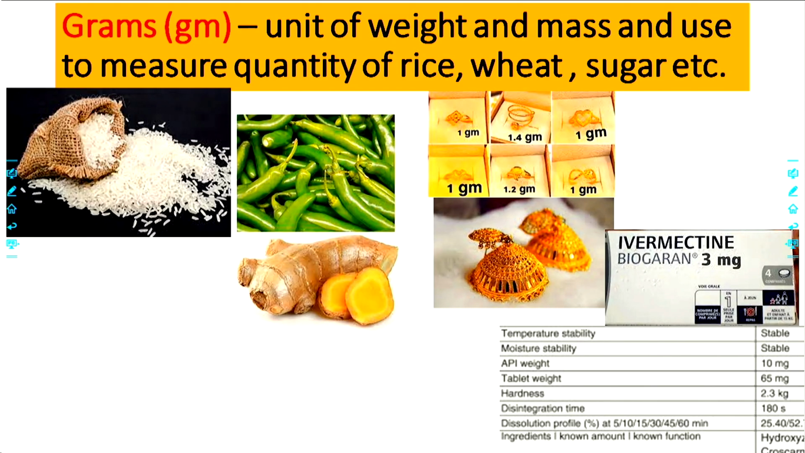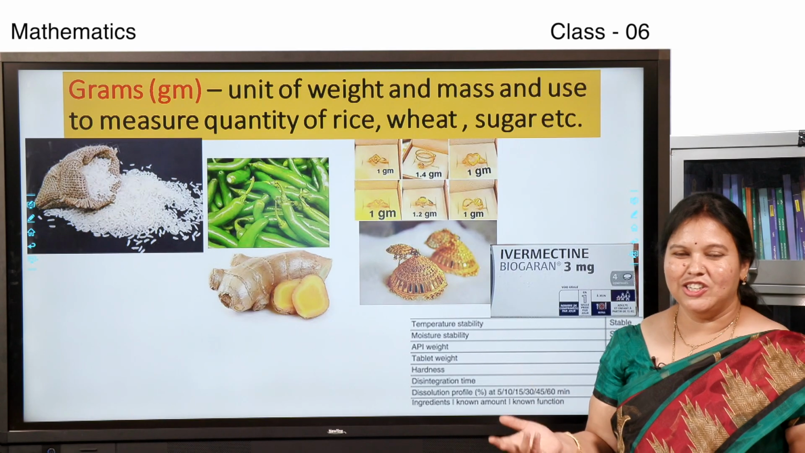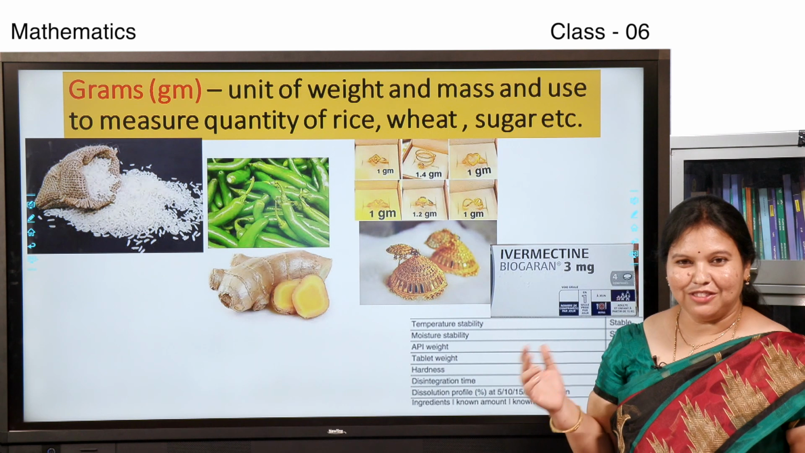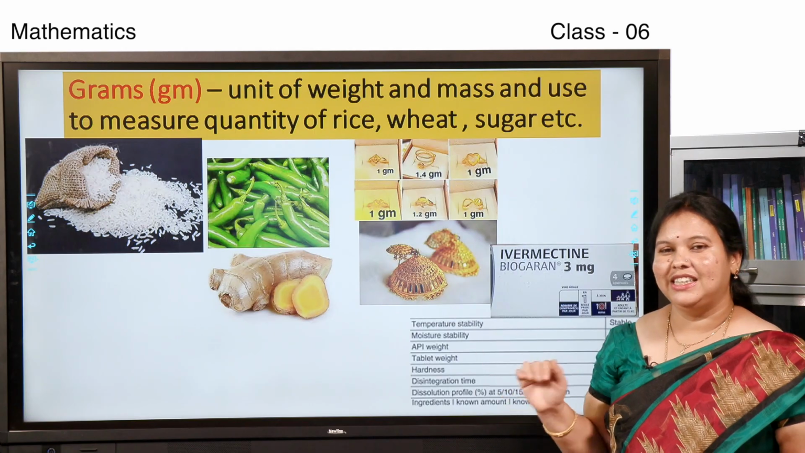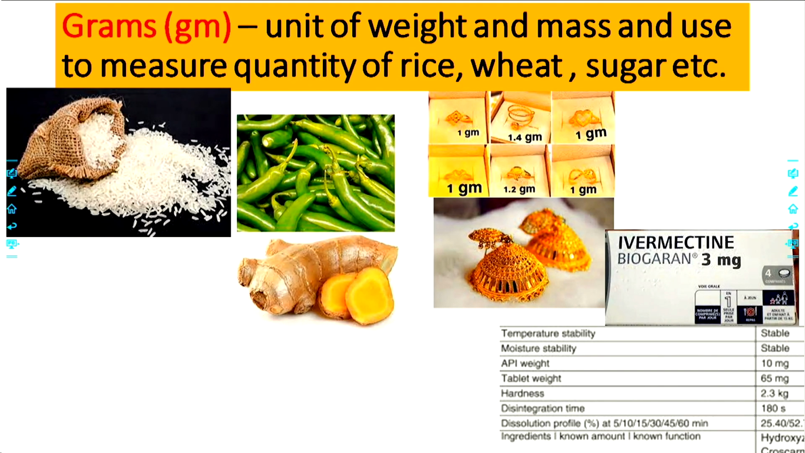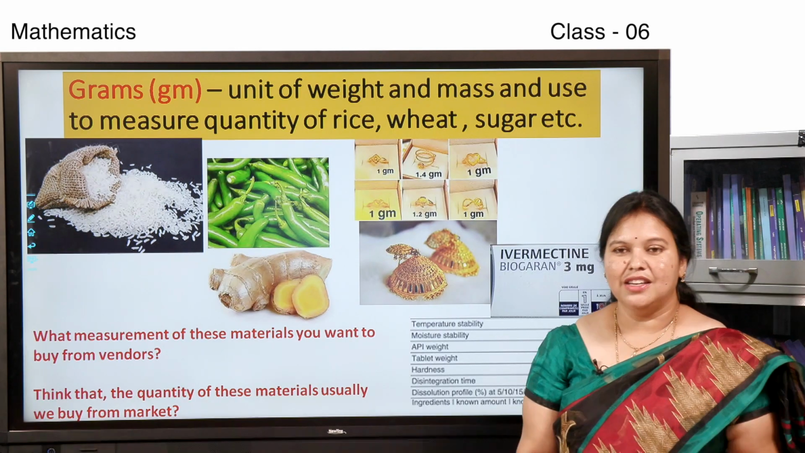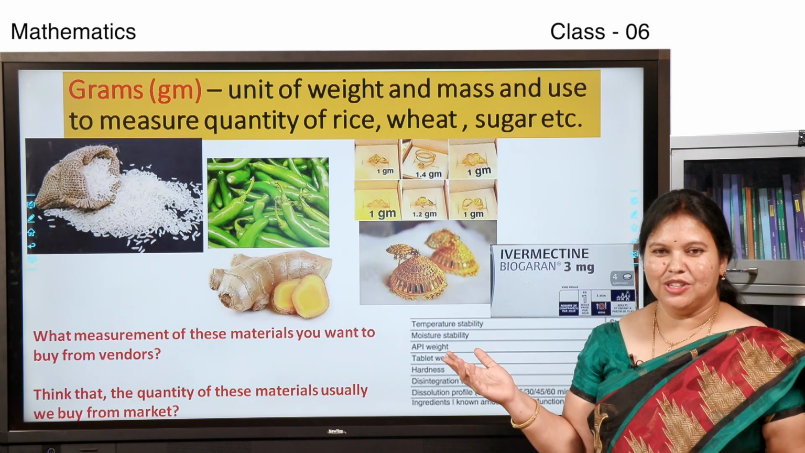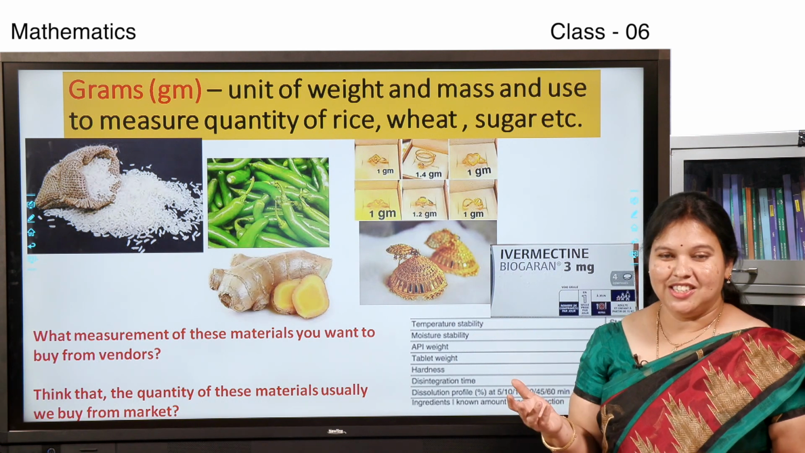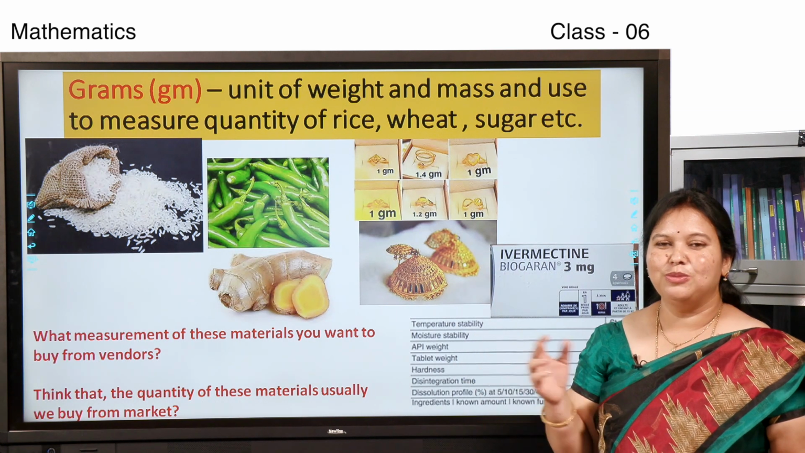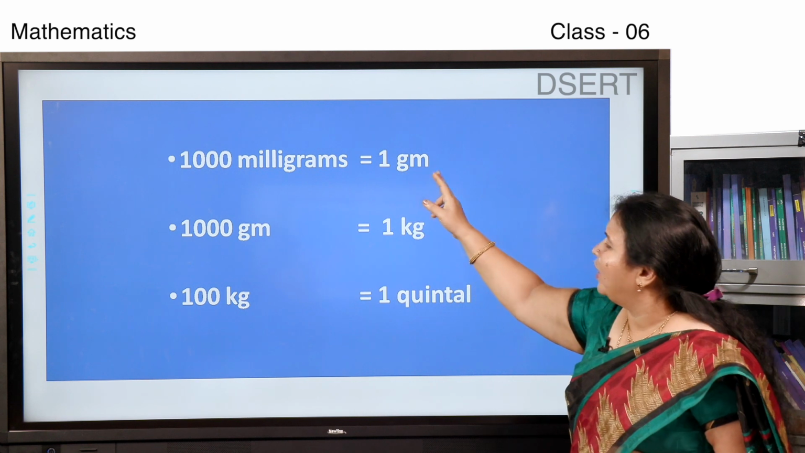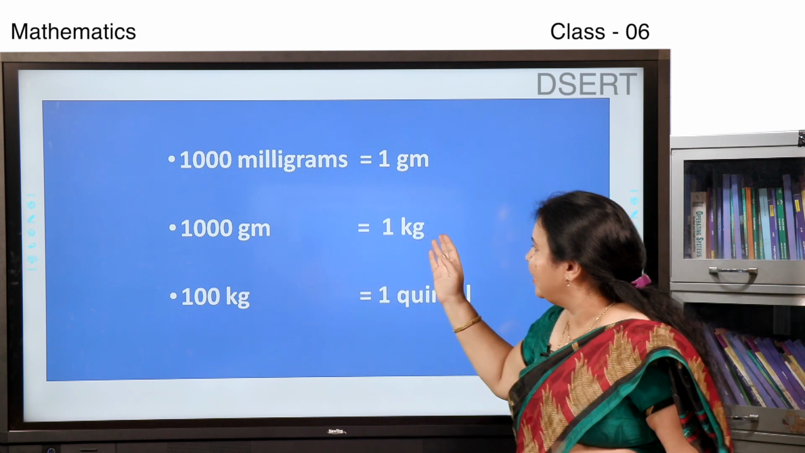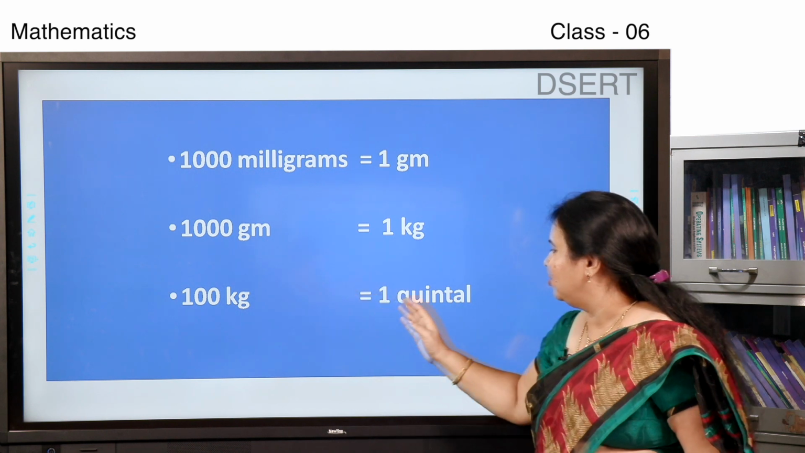When we are sick, we usually take medicine in the form of tablets, syrup or injections. Can you guess the weight of the medicine? That can be written on the tablet cover. They mention all the details there. Here they mention 3 milligram, which is smaller than a gram. Hence, we use grams and milligrams to measure smaller quantity and kgs, tons, quintals to measure larger quantity. From this, we have learnt 1000 milligrams is equal to 1 gram, 1000 gram is equal to 1 kg and 100 kg is equal to 1 quintal.